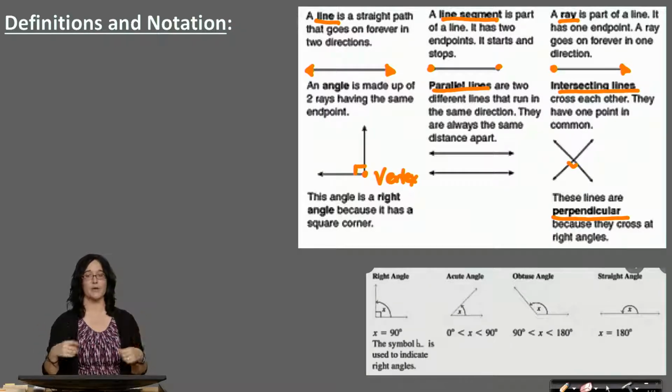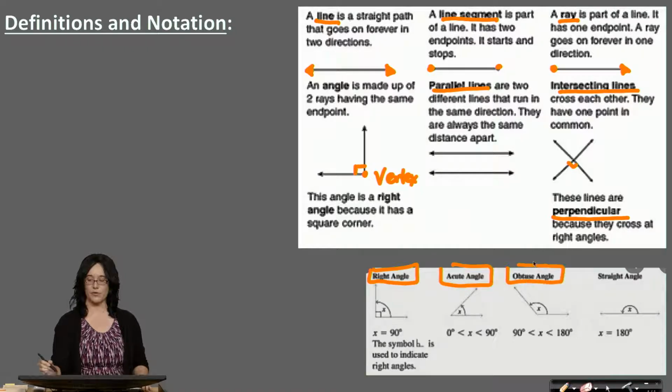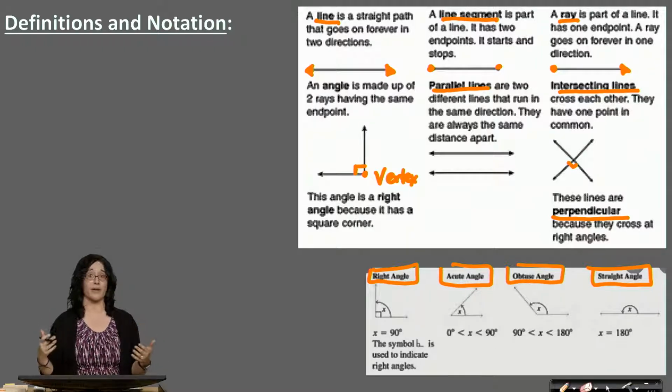So those are some basic starting points. We have a point, we have lines, we have line segments, we have parallel lines, we have angles, and we have rays. Below here, we also want you to be familiar with some special terminology involving angles: right angle, acute angle, obtuse angle, and straight angle. Hopefully you've heard of these before, but we just want to make sure you have them in your notes and you're going to be able to recognize what we're talking about.